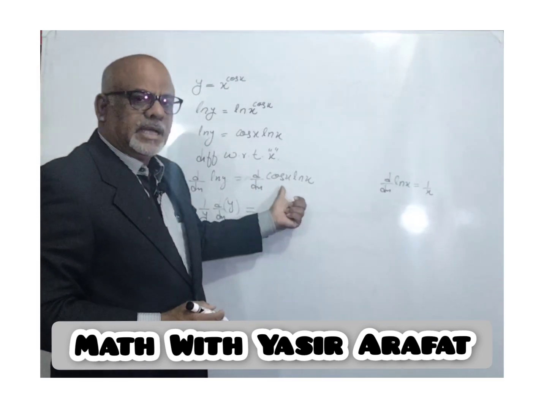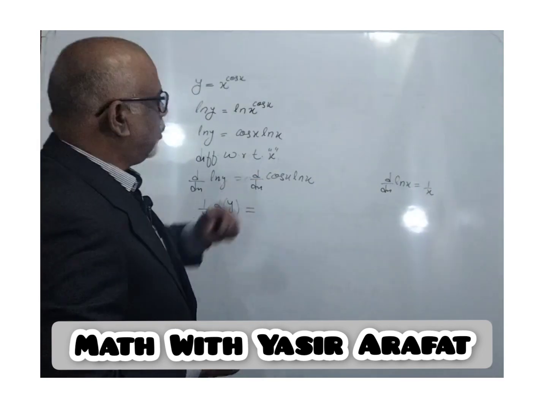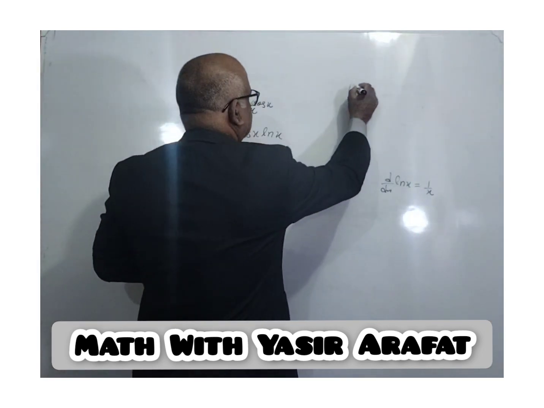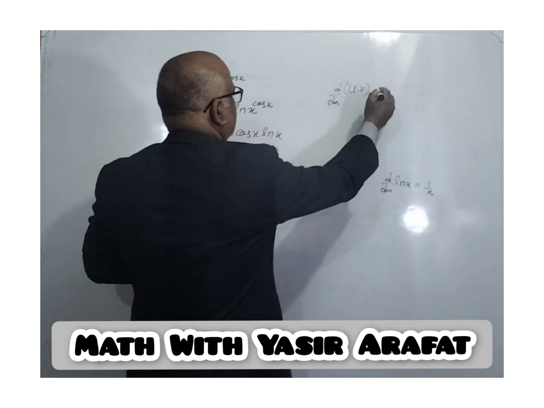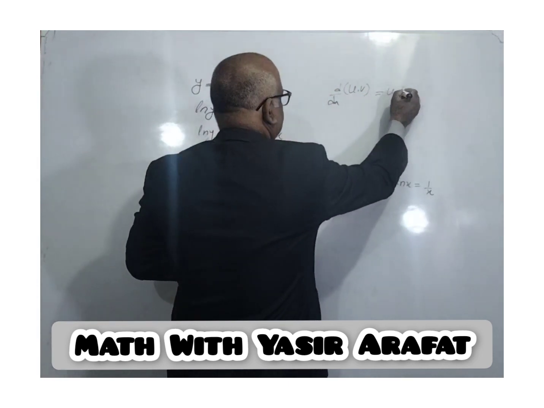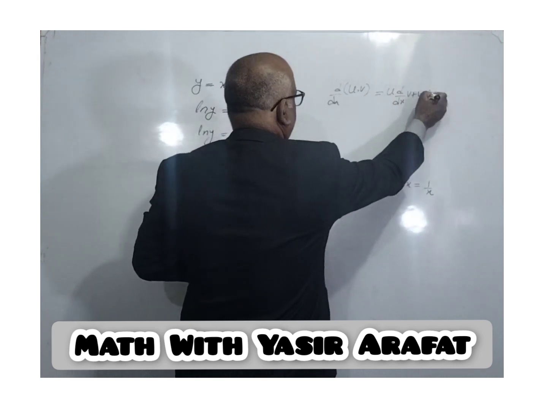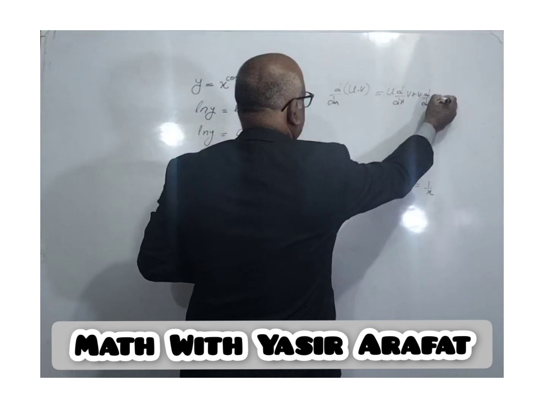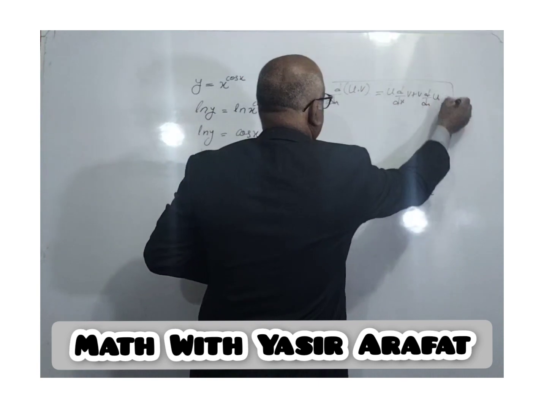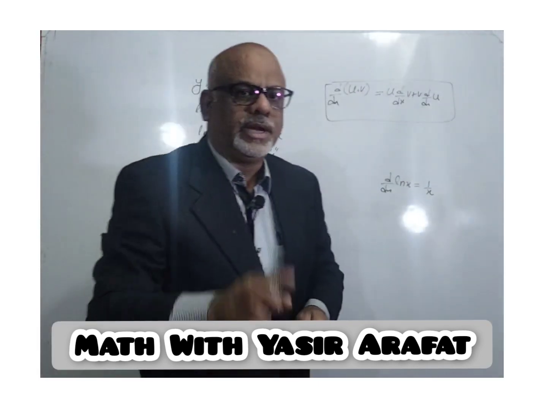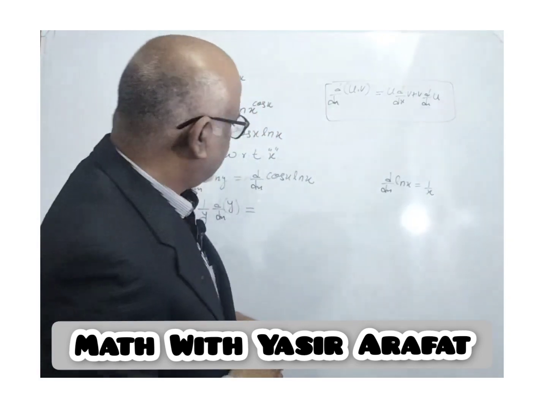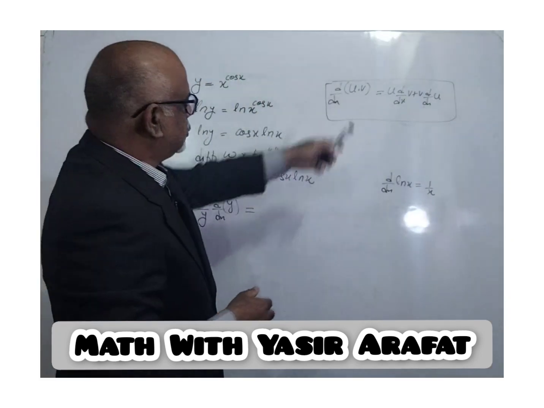On the right hand side, we have to apply the product rule when two functions are in product form. u as it is, derivative of v, v as it is, derivative of u. This is the product rule to find out the derivative when two functions are in product form. So here we have to apply this rule.